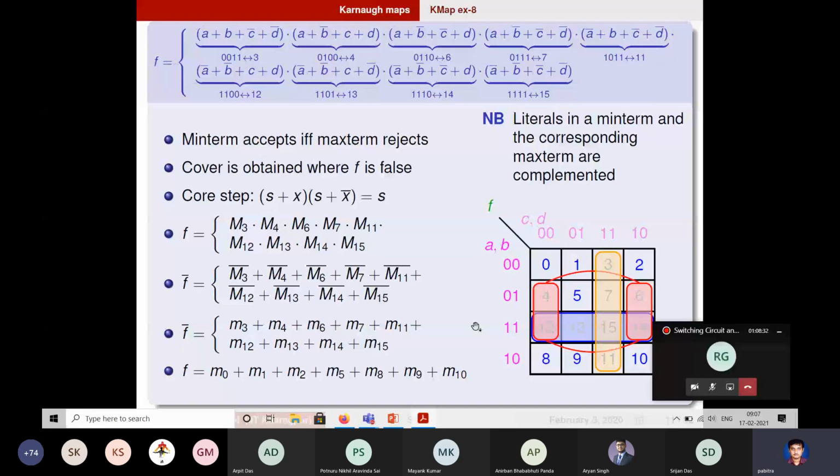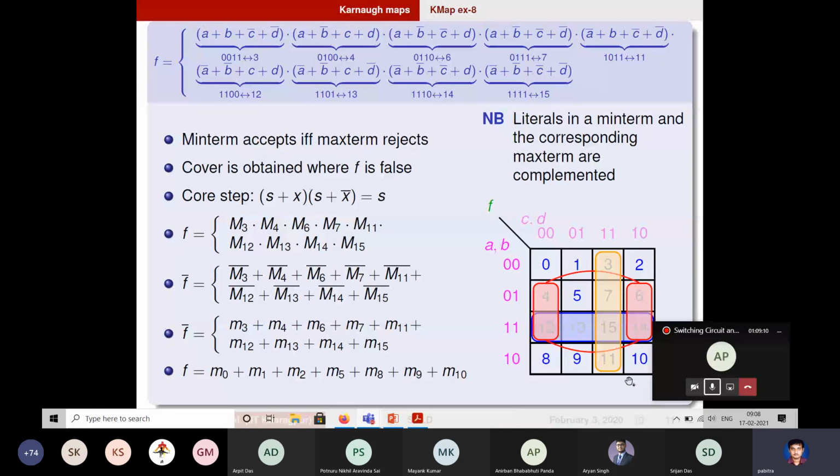What is the max term corresponding to 3, 7, 15, and 11? It is C bar plus D bar. So it is C bar plus D bar times, for 12, 13, 15, 14, what is the max term? It is A bar plus B bar. What is the max term corresponding to 4, 6, 12, and 14? Sir, B bar plus D. B bar plus D. Very good.